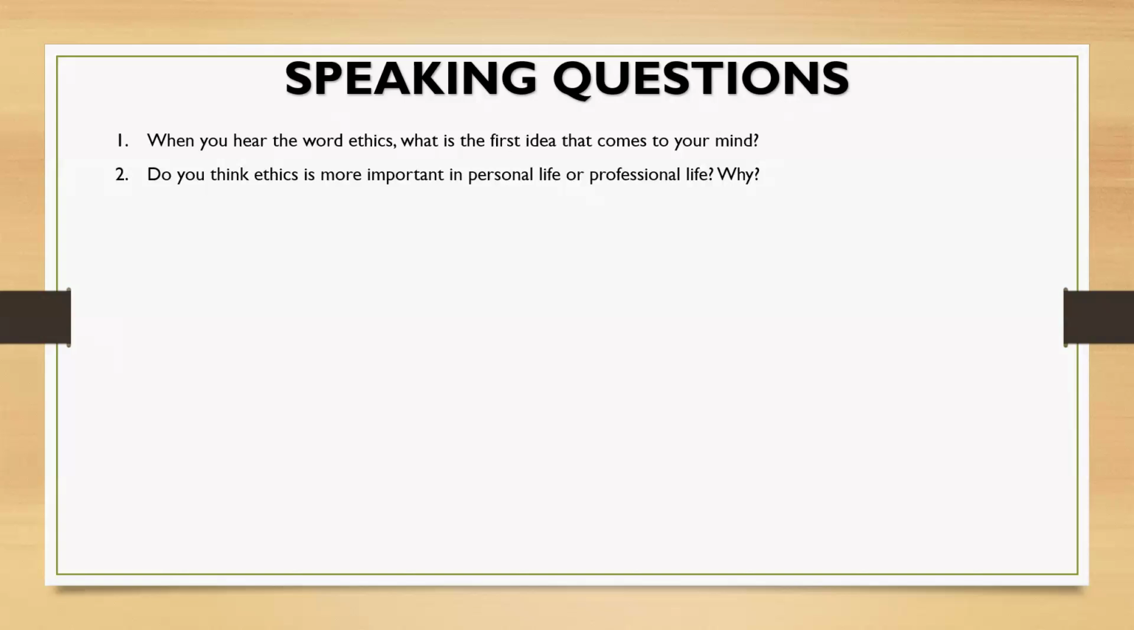Ethics is equally important in both areas because they are interconnected. However, personal ethics form the foundation for professional behavior. In personal life, it builds trust with family and friends. It defines your character. In professional life, it ensures fairness, prevents corruption, and protects reputations. Okay, thank you very much.